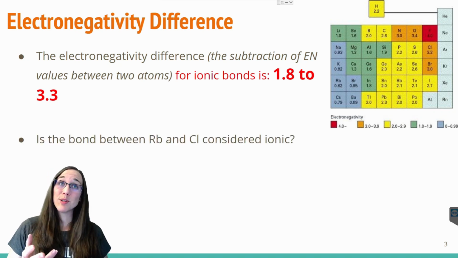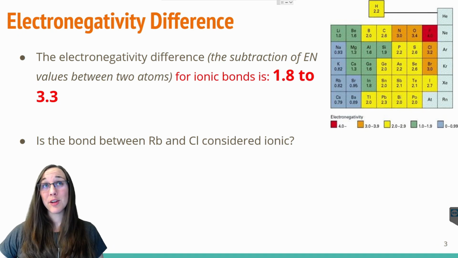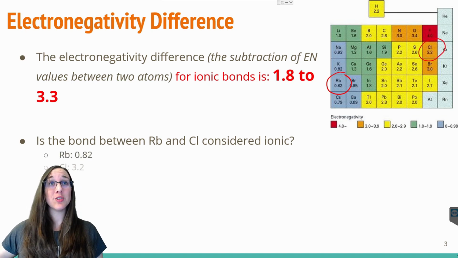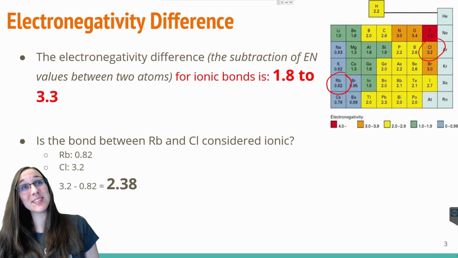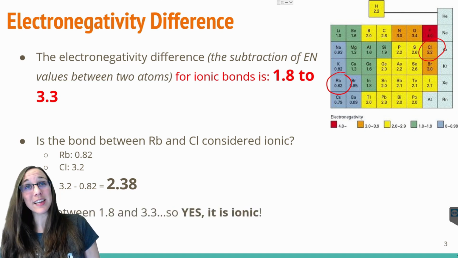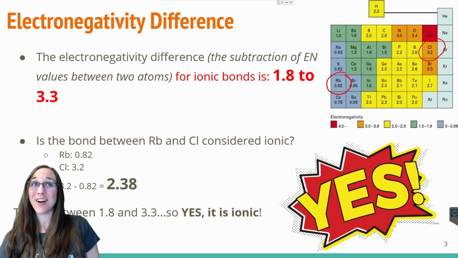Let's see if the bond between rubidium and chlorine is considered ionic. Well, if we find the value for rubidium, Rb here, 0.82, and we find the value for chlorine here, 3.2, we just have to subtract the two from each other. So 3.2 minus 0.82 gives us 2.38. 2.38 does happen to fall between the range of 1.8 and 3.3. So yes, a bond between Rb and Cl would be considered ionic.